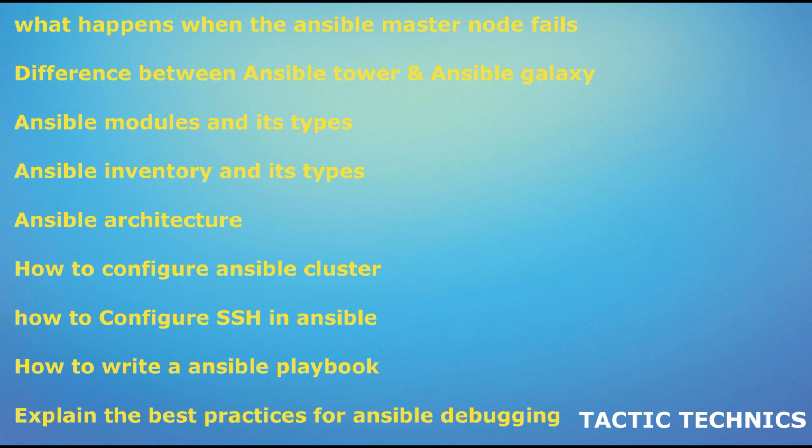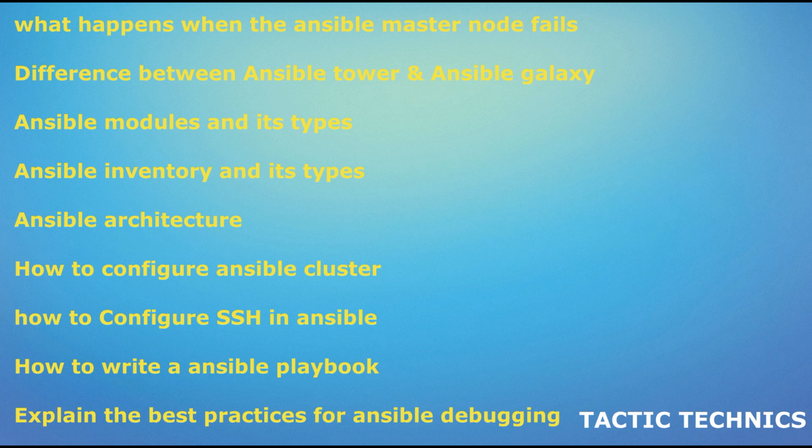Define tasks. In the playbook, define the tasks that you want Ansible to perform on the managed nodes. Tasks are defined using the tasks section of the playbook. For example: tasks: name: install Apache, yum: name: httpd, state: present; name: start Apache, service: name: httpd, state: started, enabled: yes. In this example, the playbook is installing the Apache web server and starting it on the managed nodes. The yum and service modules are used to perform these tasks.